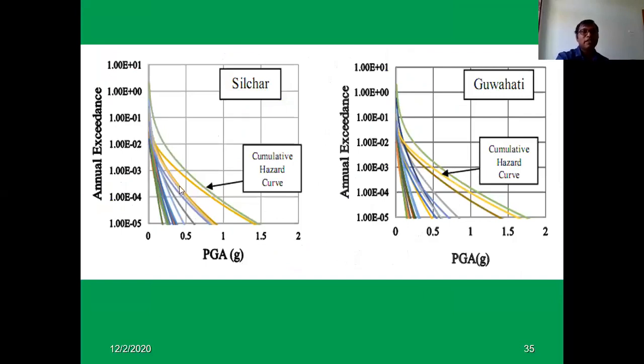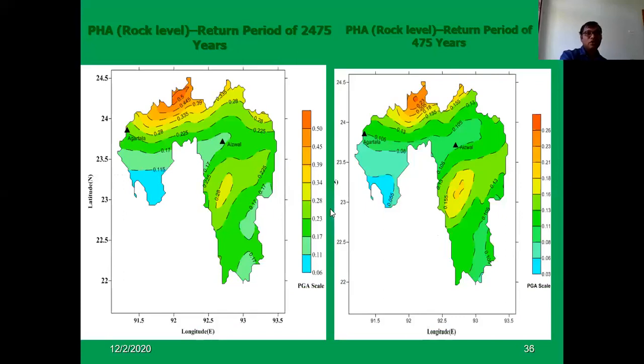This is the seismic hazard curve that we have estimated for all 33 districts, and this is a typical representation for Silchar and Guwahati, showing how the seismic hazard curve was developed. These details are available in that article, you can go through it also. A similar study was conducted earlier for these two states in the northeast, Tripura and Mizoram, in a combined manner.